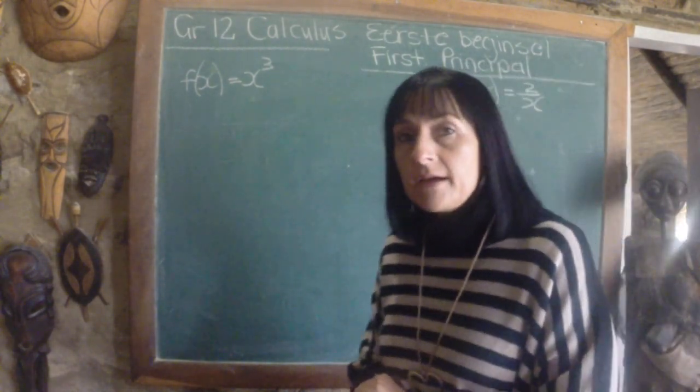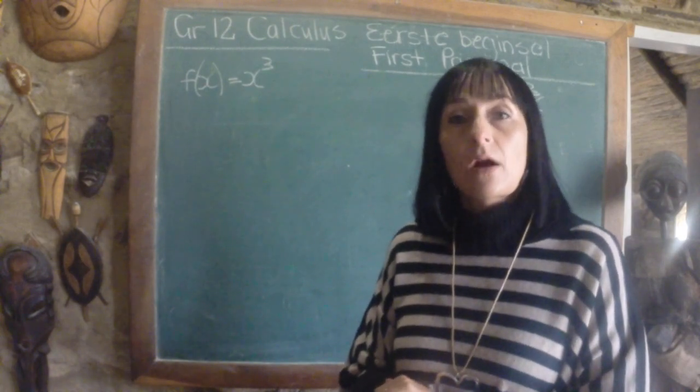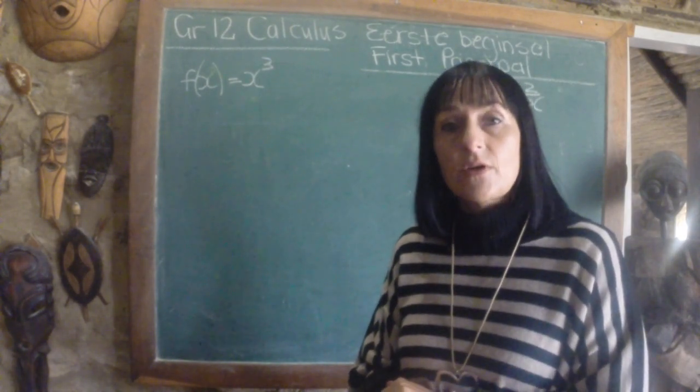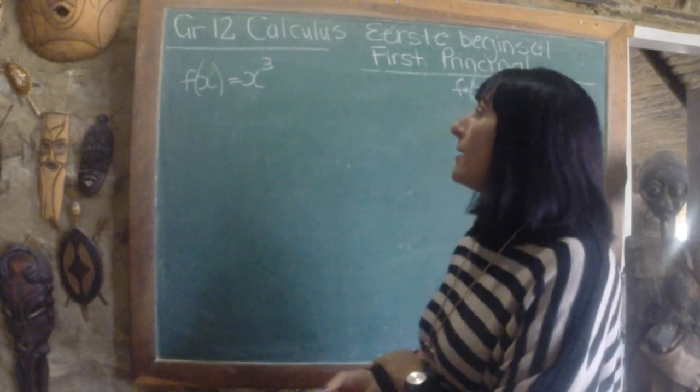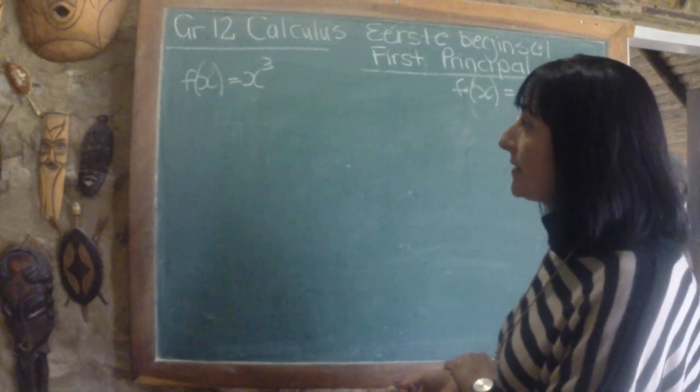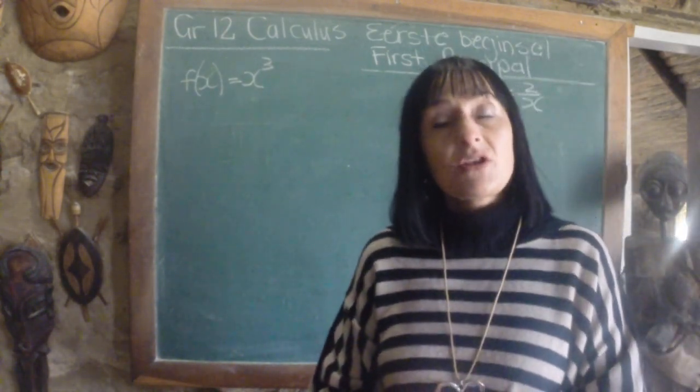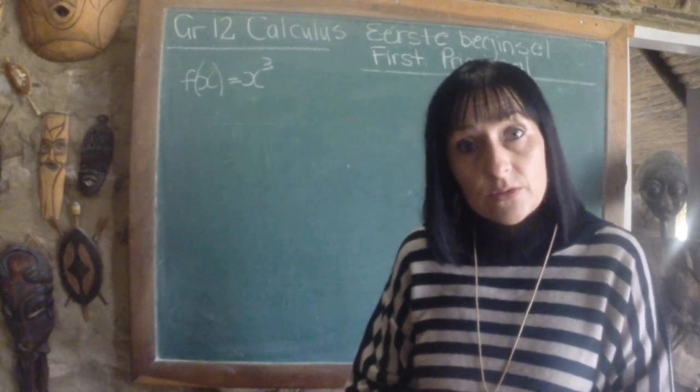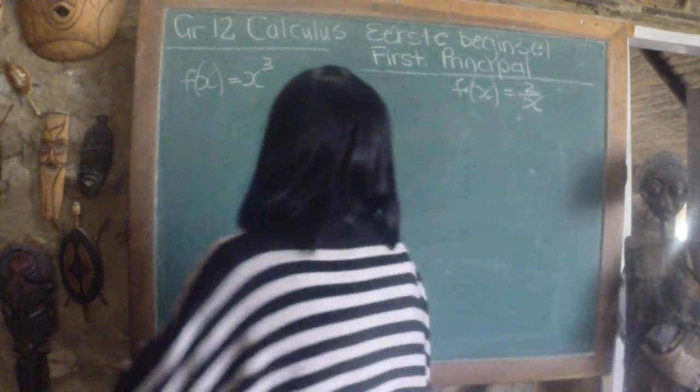Die afgeleide gee vir ons die gradiënt van die raaklyn by 'n sekere x-waarde aan 'n kurwe. The derivative gives us the gradient of the tangent at a specific x value on the curve. So let's start with that.